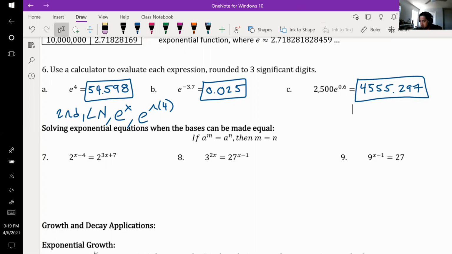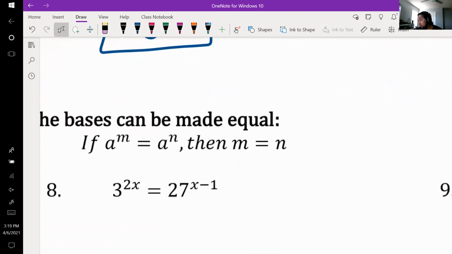All right. So now we have one more exponential property, called the equality property. This says if you have a to the m equal to a to the n, and the bases are the same, then you can set the exponents equal to each other and solve for x or whatever variable we are given. If the bases are the same, set the exponents equal to each other and solve.